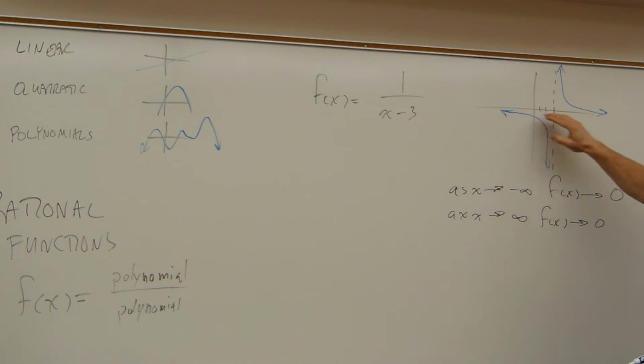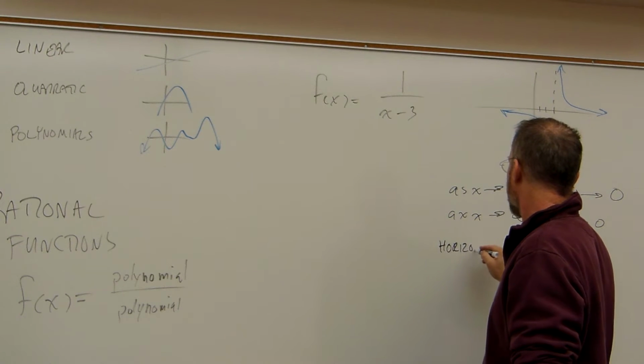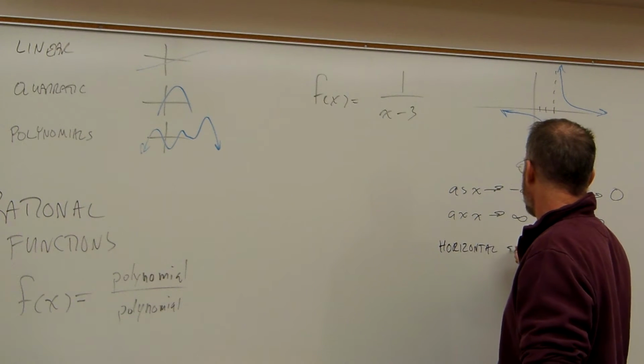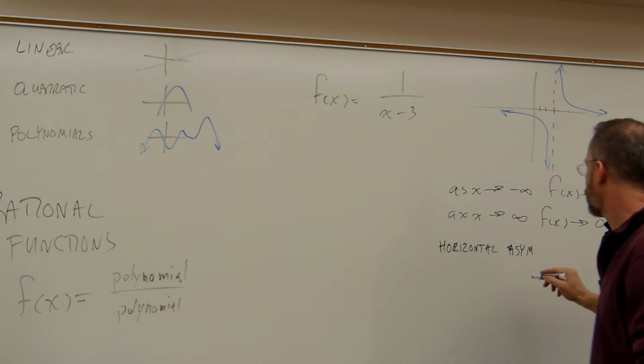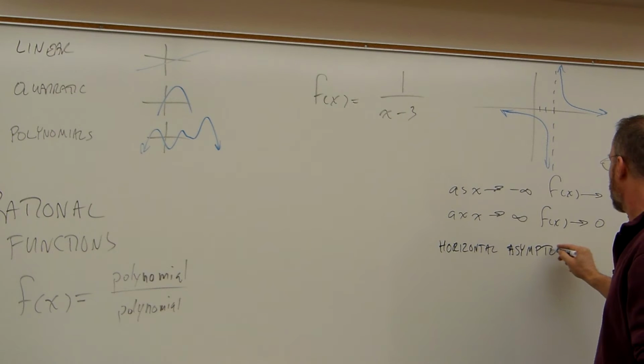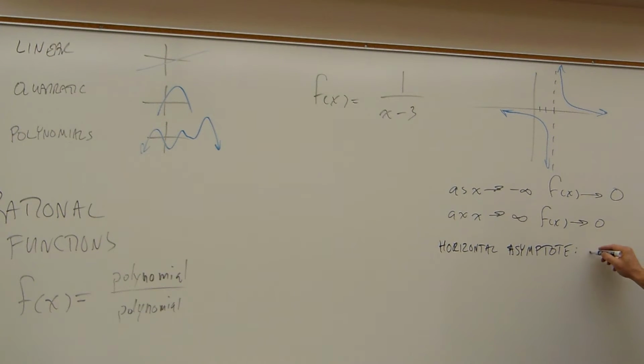This is characteristic of a horizontal asymptote. This function has a horizontal asymptote, and the horizontal asymptote here is actually the line y equals 0, otherwise known as the x-axis, right?